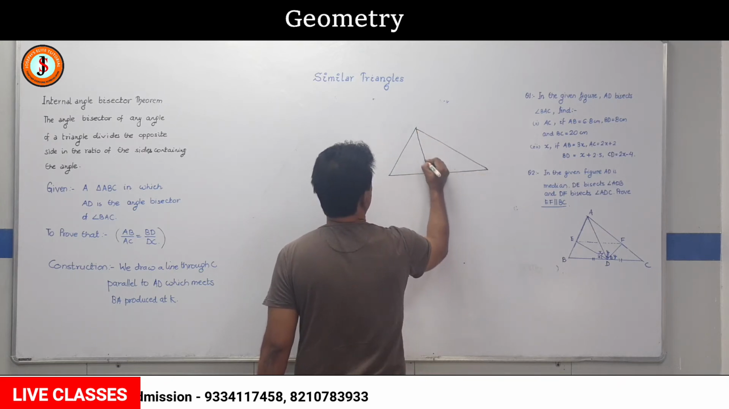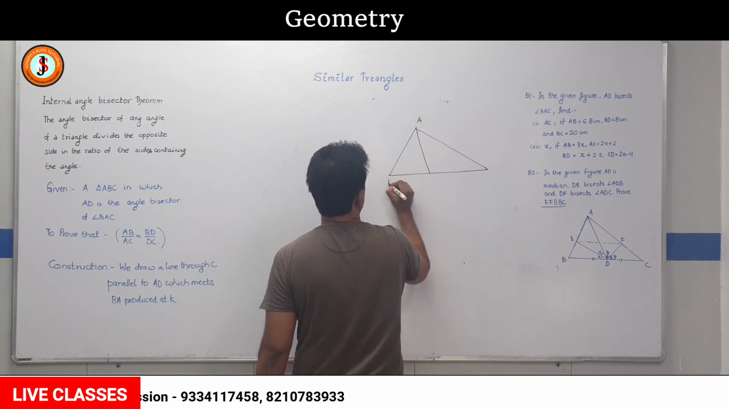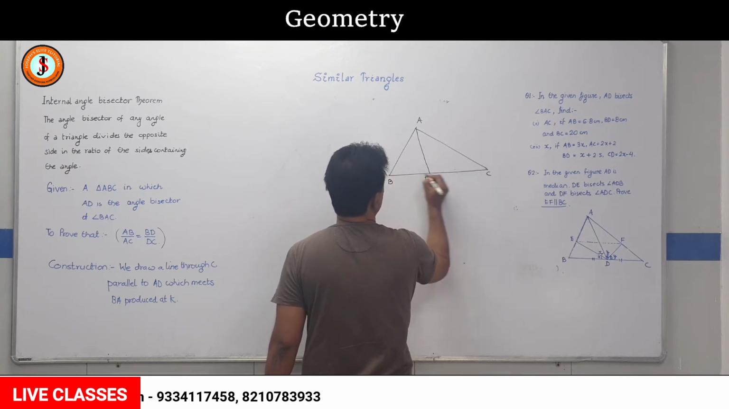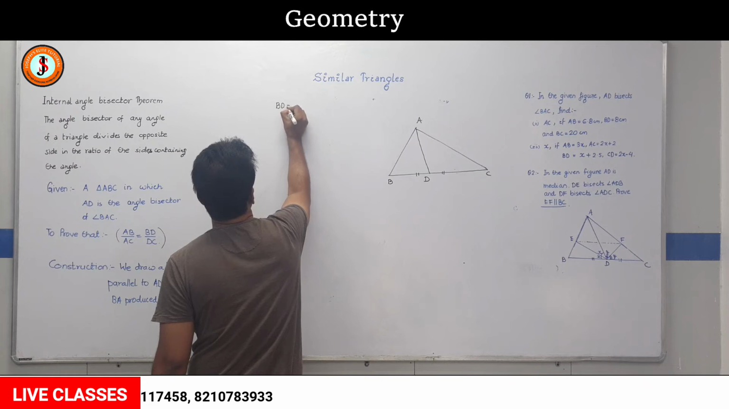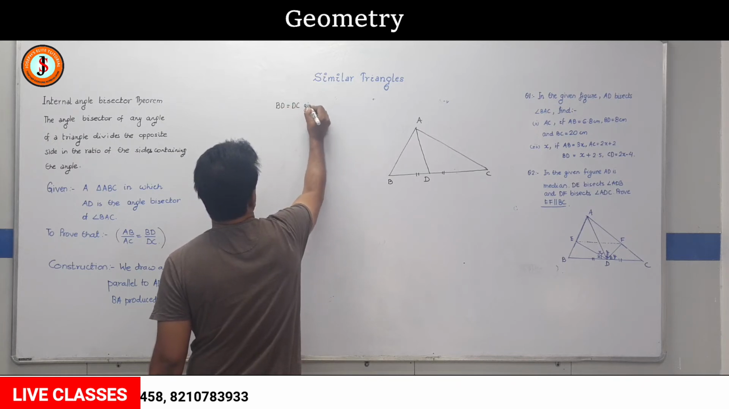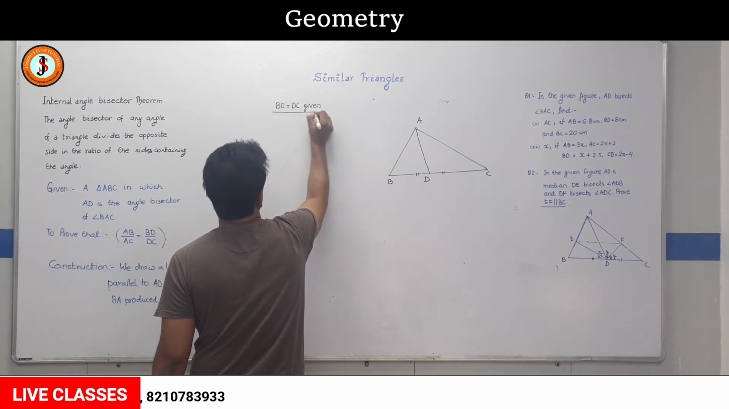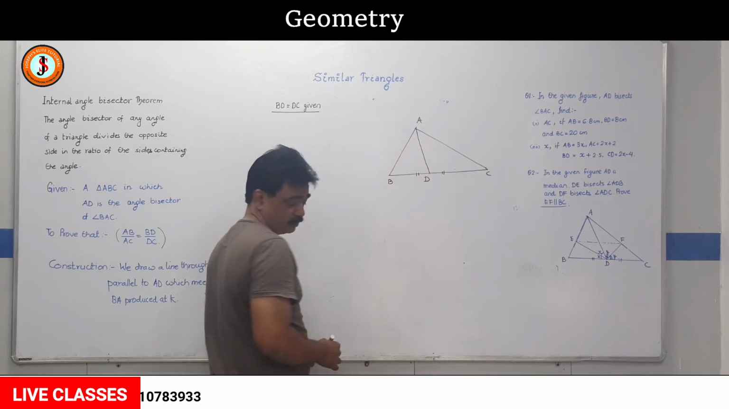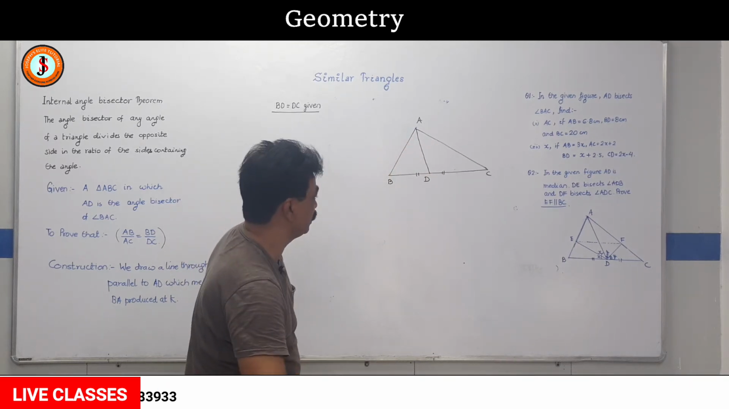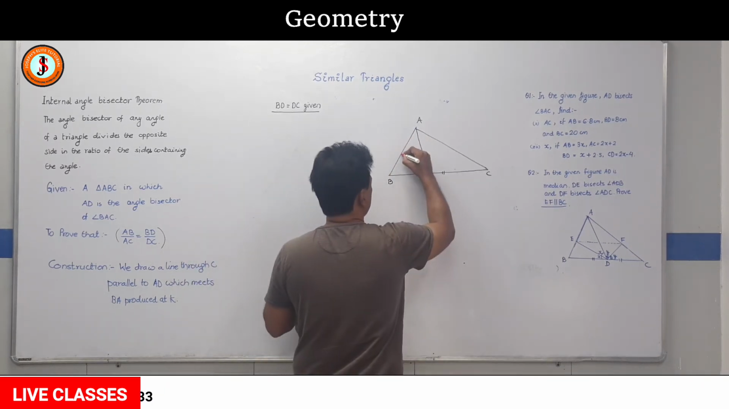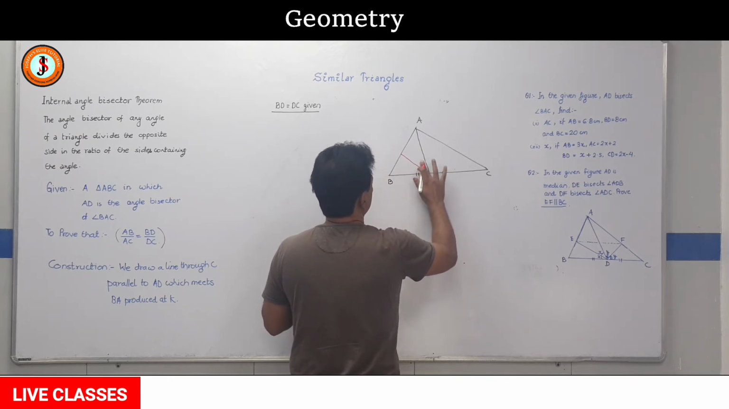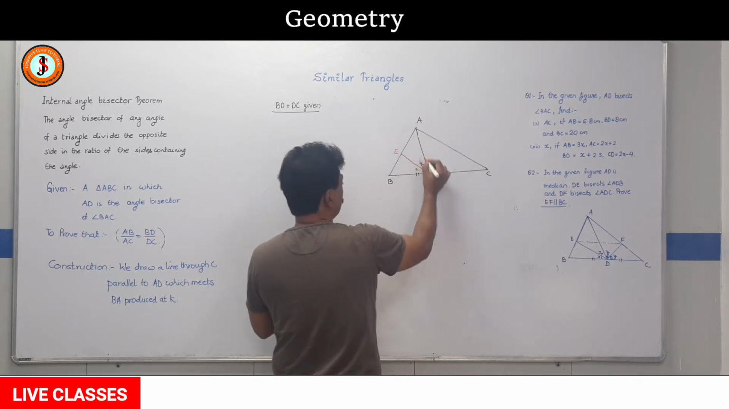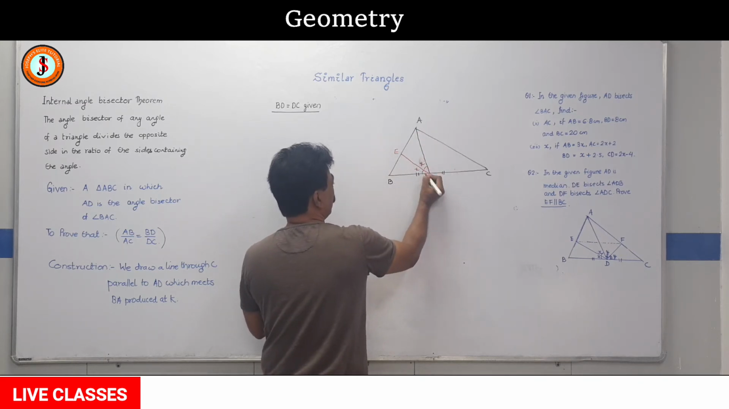The first thing is AD is the median. That means the first thing given is BD is equal to DC. So BD is equal to DC given. Now only we will concentrate on this side. Now the second thing they are giving is DE is the angle bisector. They are taking the angles as x and x. So I will put it also x and x. DE is the angle bisector. So in this triangle we can apply the angle bisector theorem.